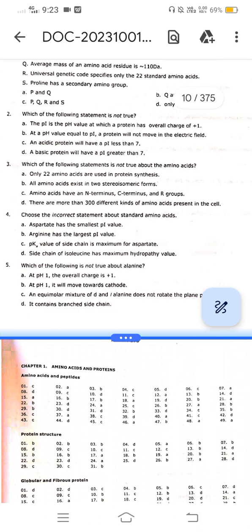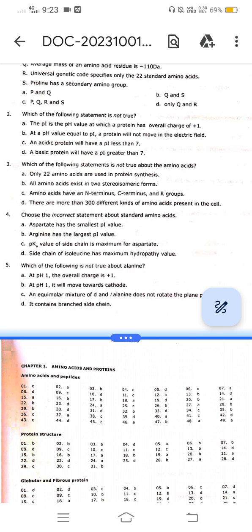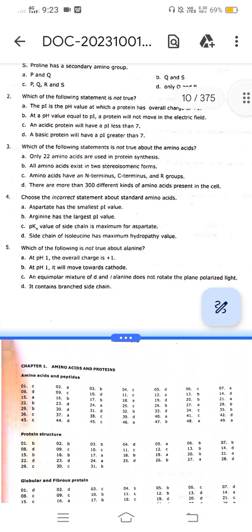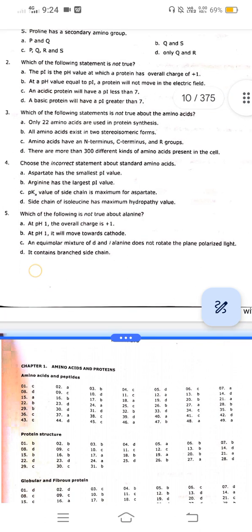Then which of the following is not true about alanine? At pH 1, the overall charge is +1. At pH 1, it will move towards cathode. An equimolar mixture of D and L-alanine does not rotate the plane polarized light. It contains branched side chains, which is the correct answer D. It contains branched side chain. That is not true about alanine, but all other options are correct. At pH 1, the overall charge is +1. At pH 1, it will move towards cathode. An equimolar mixture of D and L-alanine does not rotate the plane polarized light.